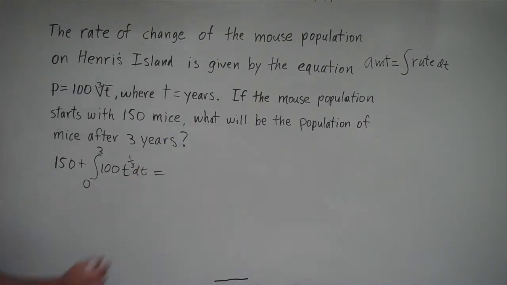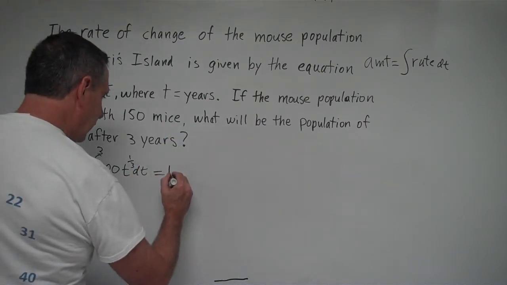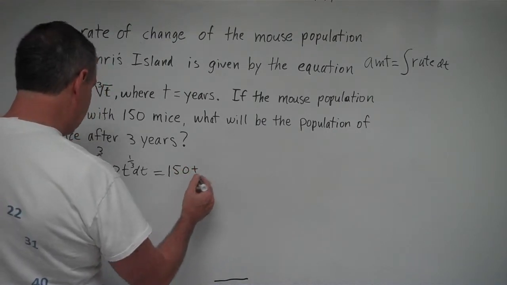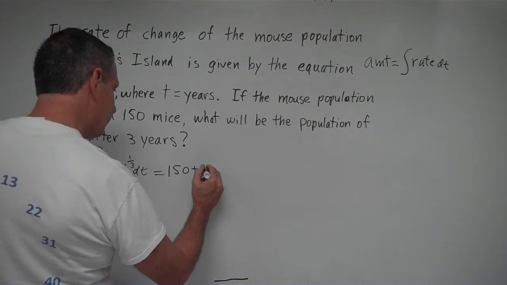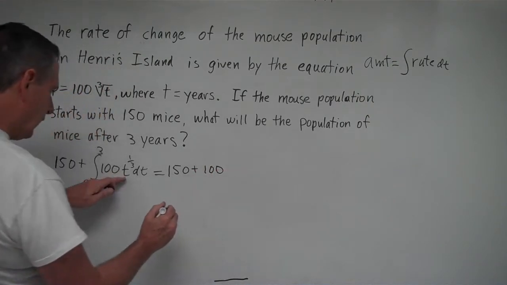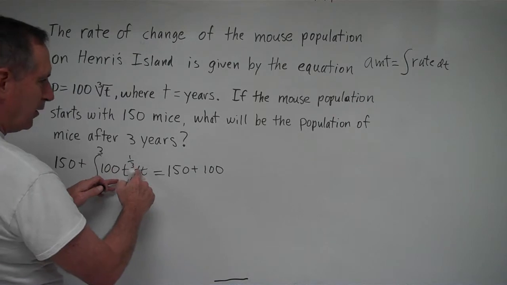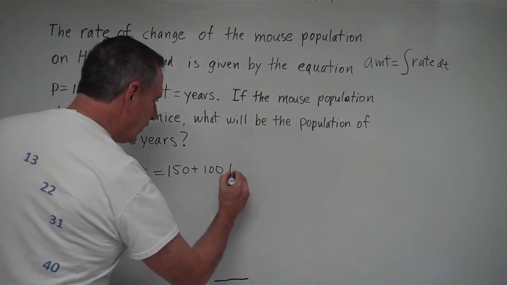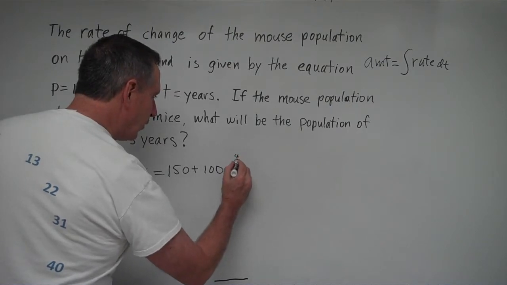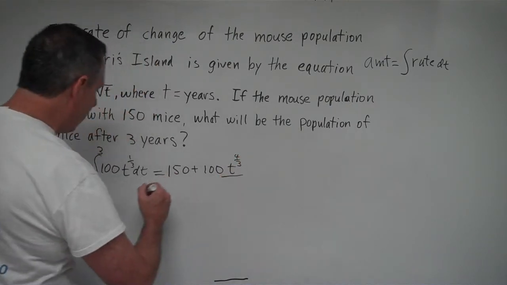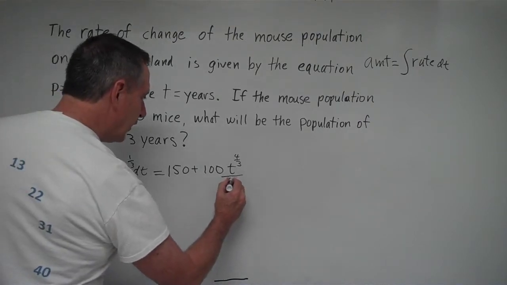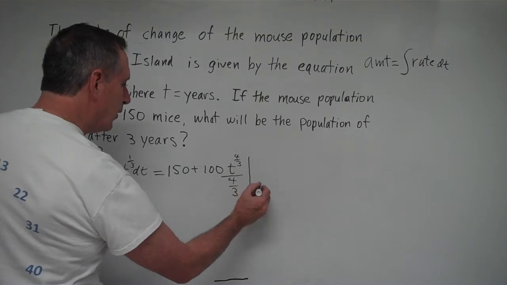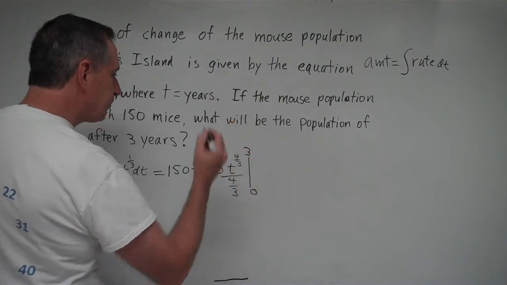And so working across, we're going to have, after 3 years, our starting amount, 150, plus 100 times the integral of t to the 1/3 power, which is going to be, adding 1 to 1/3, t to the 4/3 power, and we're going to be dividing by the power we raised to, so we're going to be dividing by 4/3. And we're going to make this evaluation from 0 to 3.